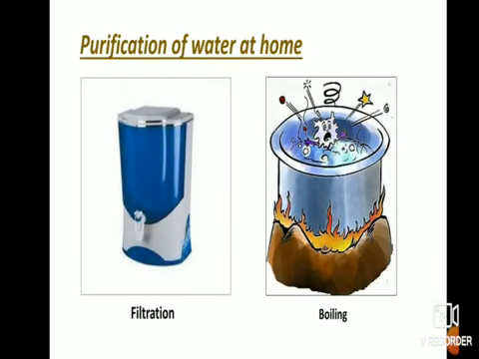Students, let us discuss purification of water at home. First is filtration. Any suspended impurities in water can be removed by filtering water through a fine cotton cloth. It can also be filtered through candle filters. Second, boiling. The filtered water can be made germ-free by boiling it for 10 to 15 minutes and cooling it before use. High temperature kills germs.